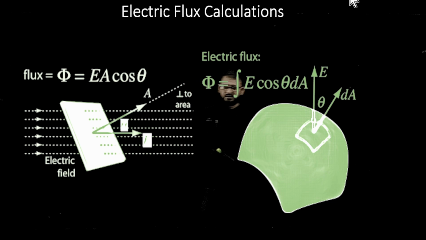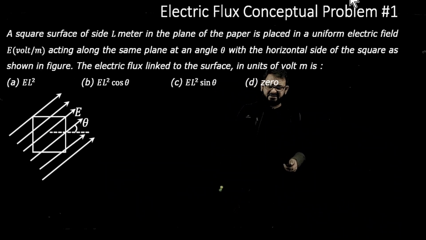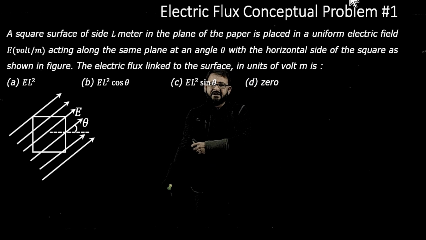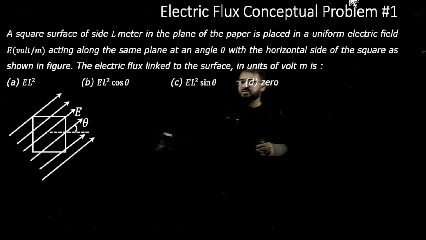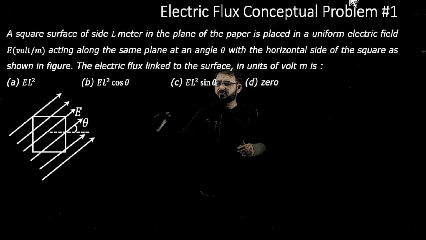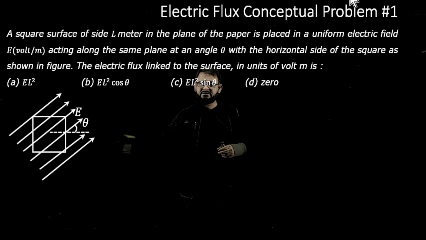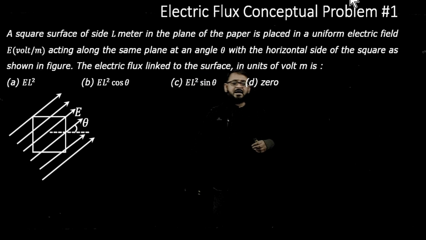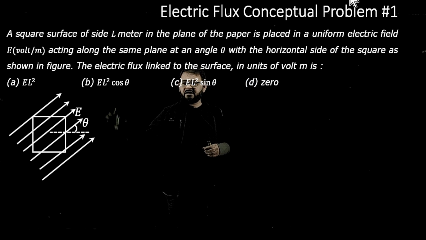All right, let's understand things step by step and slowly. Let's take a first example. We are given a square surface of side L meter in the plane of the paper, placed in a uniform electric field. This field exists in the plane of this paper, the plane of this screen. And then we put a square surface, and this square and the field have some kind of orientation.